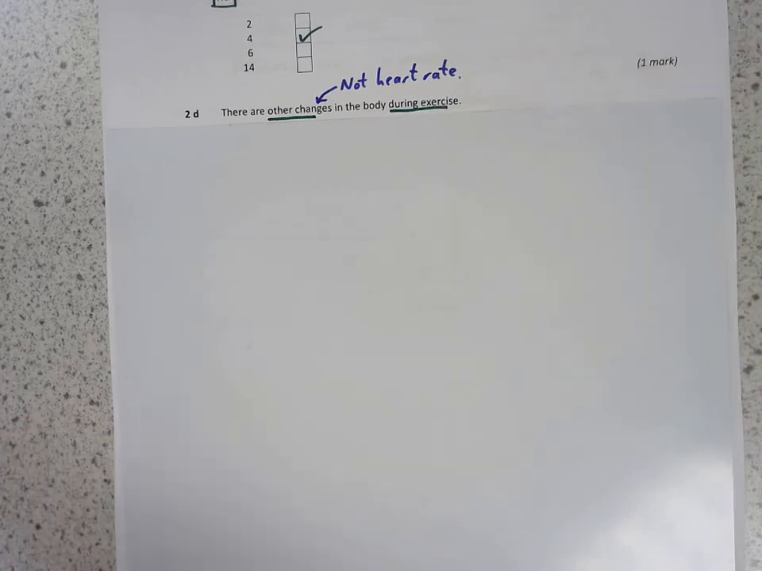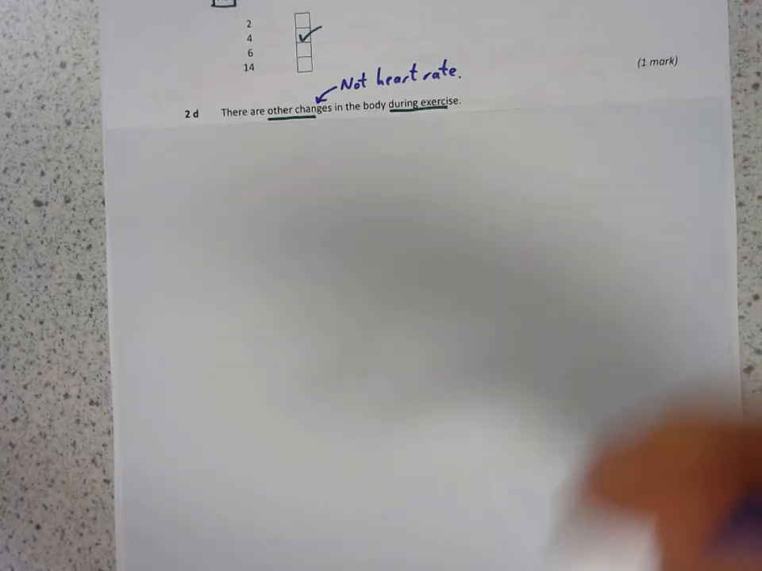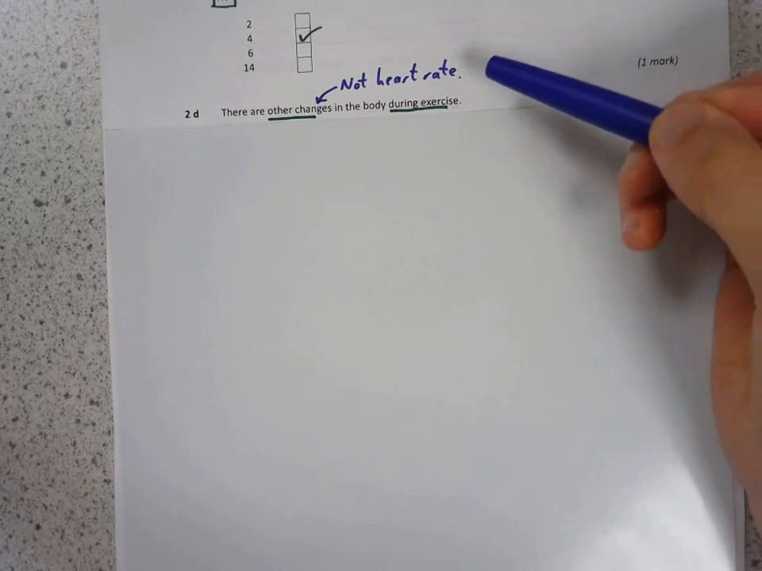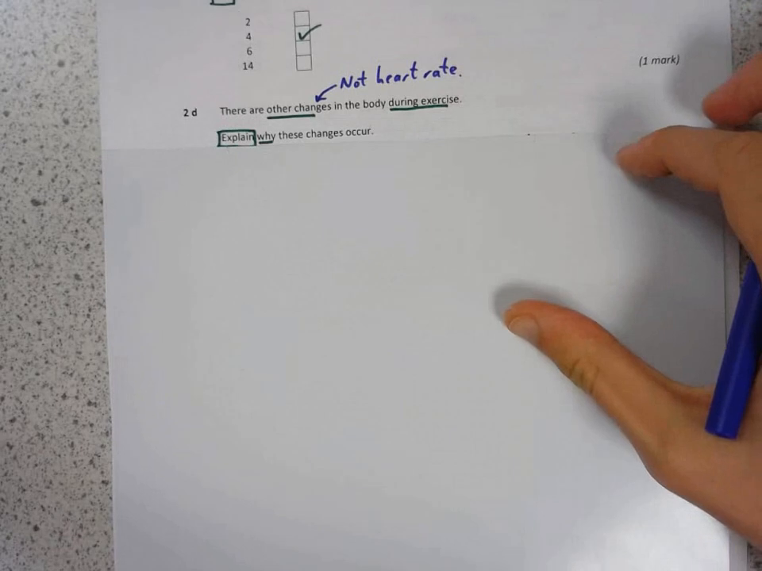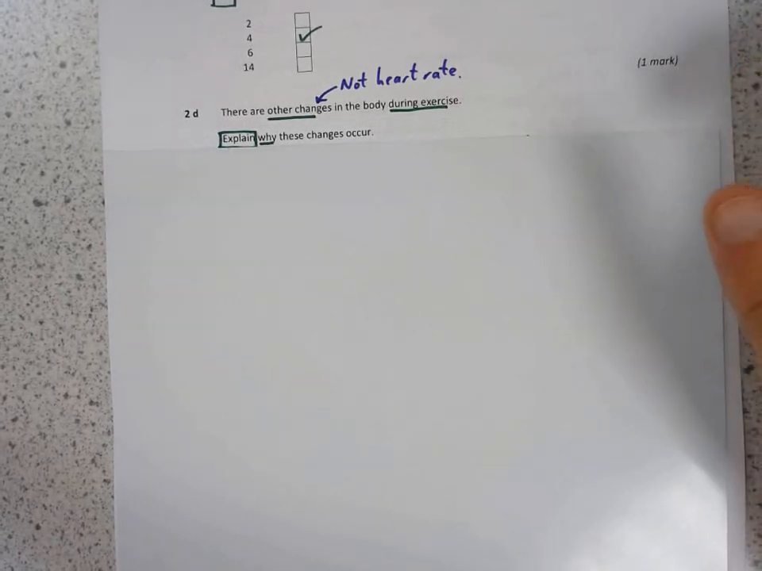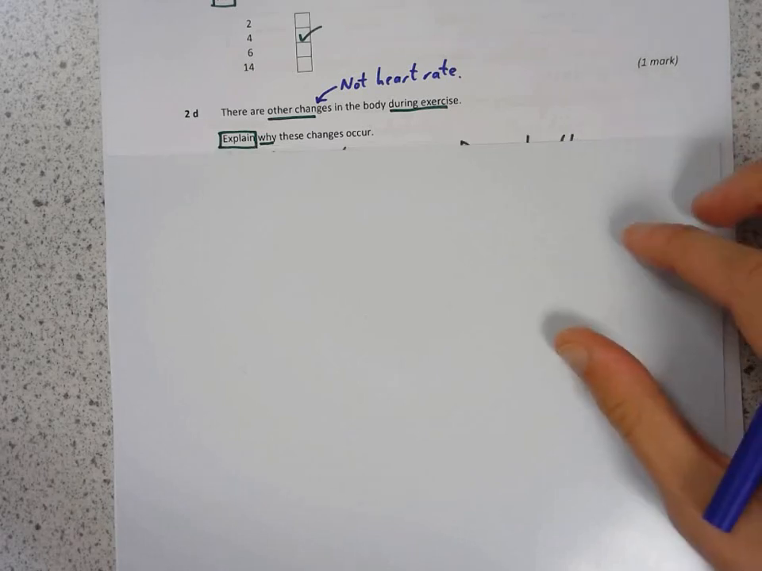There are other changes in the body during exercise. So if we think about other changes, we've already spoken about the heart rate, so I just made myself a little note just to know I'm not going to talk about the heart rate in this question. Explain why these changes occur. So think about during exercise, what other changes are occurring in our body.